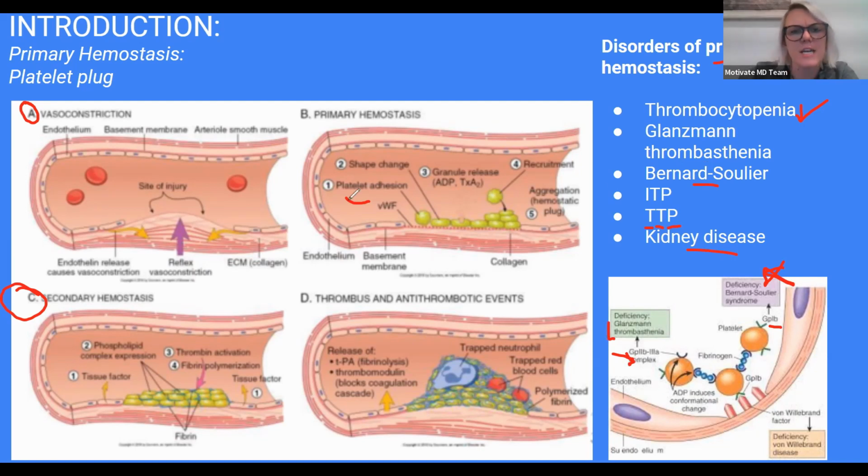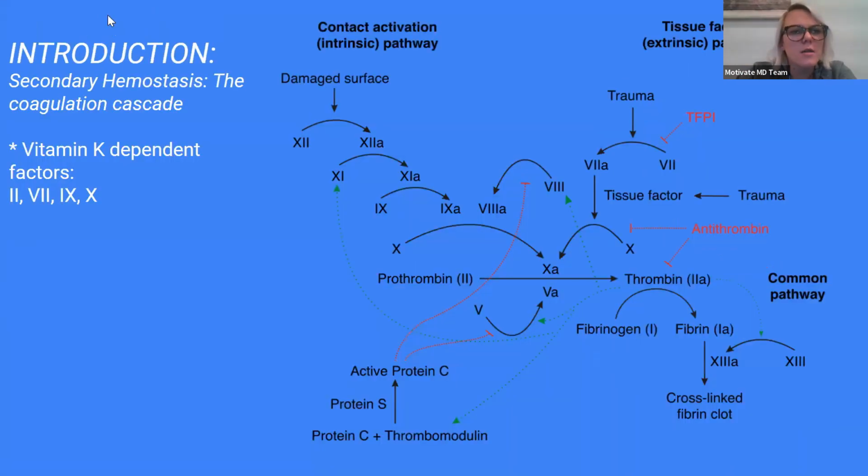But that's just to kind of know where these things come from. The more important thing for you to realize at your level is this idea that primary hemostasis has to do with the platelets, and there's a mechanism involved for the platelets to adhere, change shape, and then recruit additional platelets.